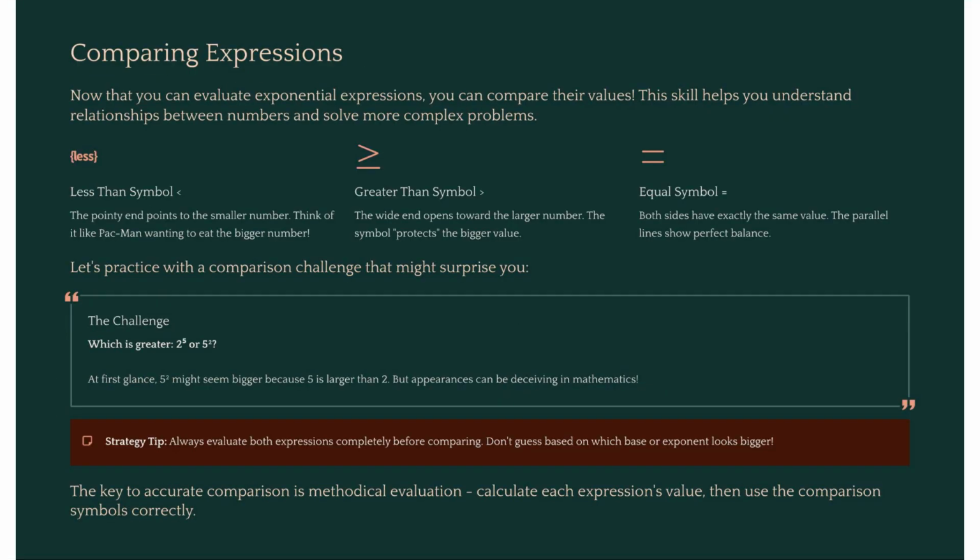We can use our ability to evaluate exponents to compare different numerical expressions. When comparing, you'll use the less than sign, which looks like the symbol for less than, or the greater than sign, which looks like the symbol for greater than. Let's try to compare 2 to the power of 5 and 5 to the power of 2. At first glance, the numbers look similar, but remember, the position of the base and exponent matters. We have to evaluate both expressions to see which one has a larger value.